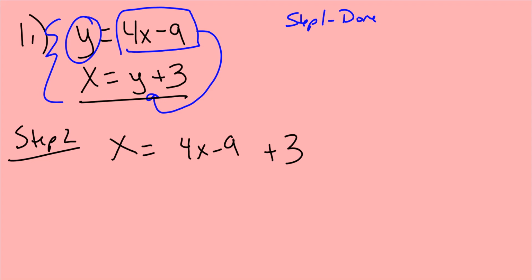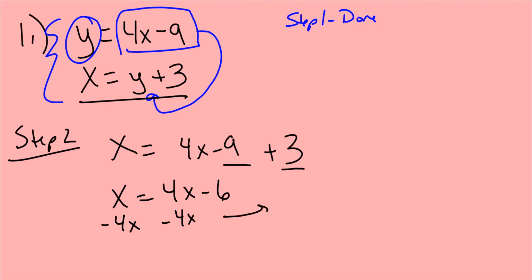So now we're on the simplify part. I'm going to do negative 9 plus 3. I get x equals 4x minus 6. Now remember, we want to put the x's on the same side, so I have to subtract 4x from both sides. I end up with negative 3x equals negative 6. Now, I'm going to solve, so I'm going to divide both sides by negative 3.